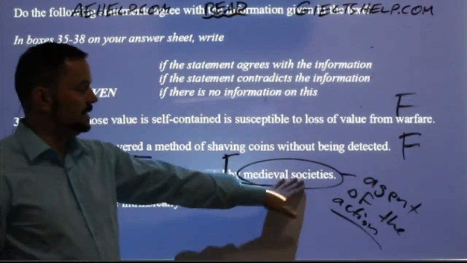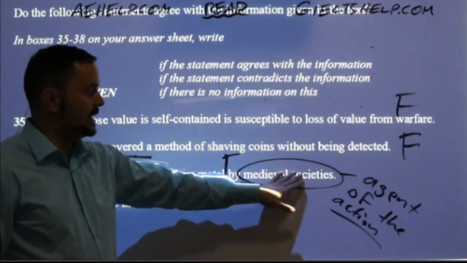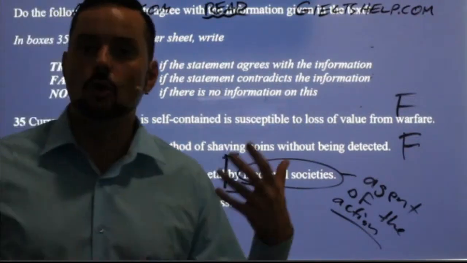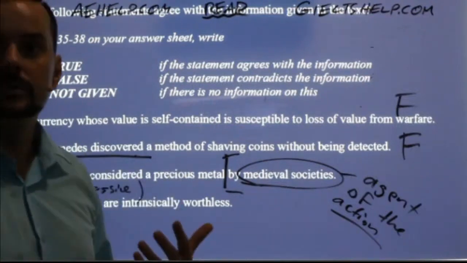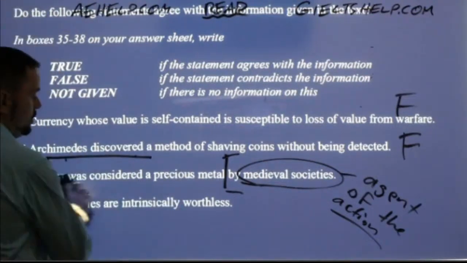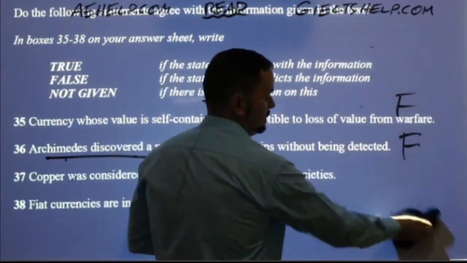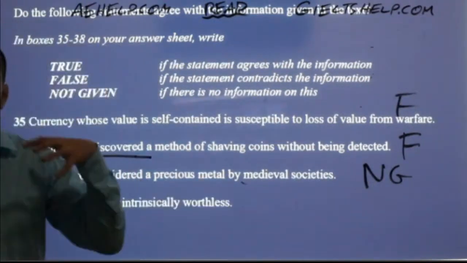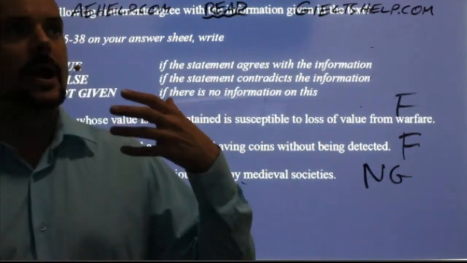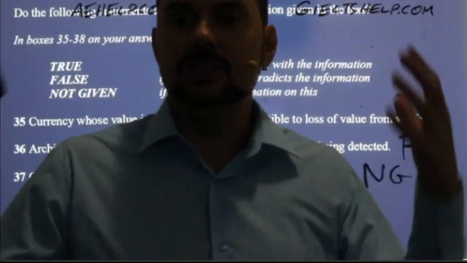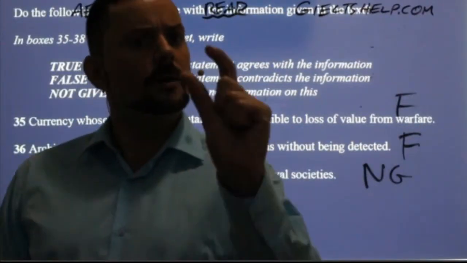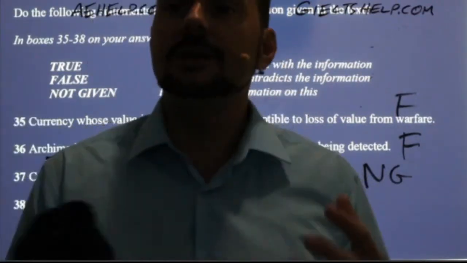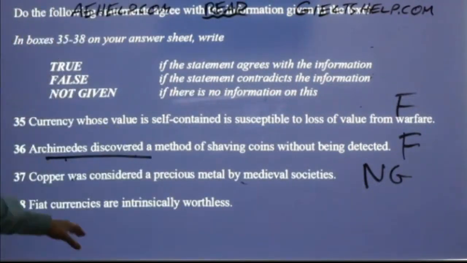So we're talking about medieval societies. Does the passage express what medieval societies thought about gold, silver, copper? No, right? So the answer here is not given, okay? I did not visualize any situation in this passage where there are a group of people in ancient times sitting there going, yeah, look at this copper. It's like amazing like gold. It's amazing like silver. I didn't see anything like that, right? So this would be not given.